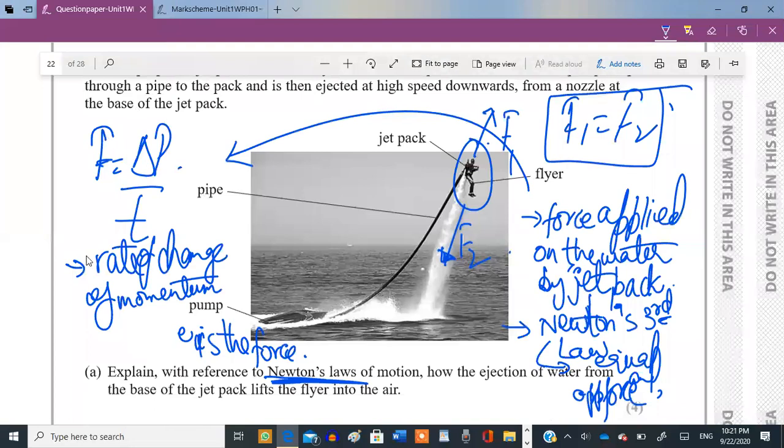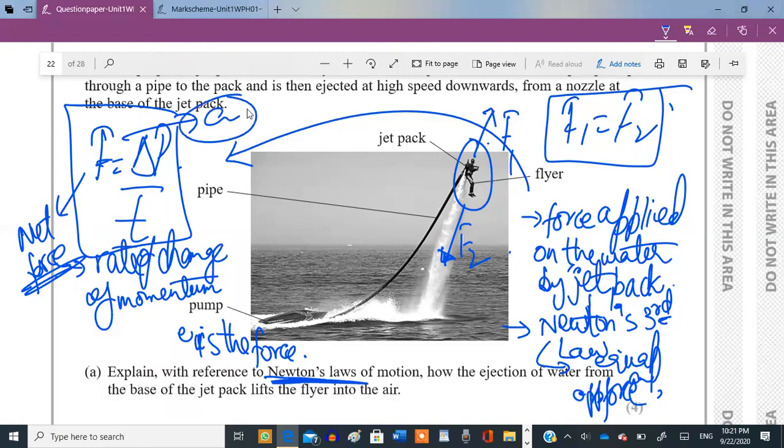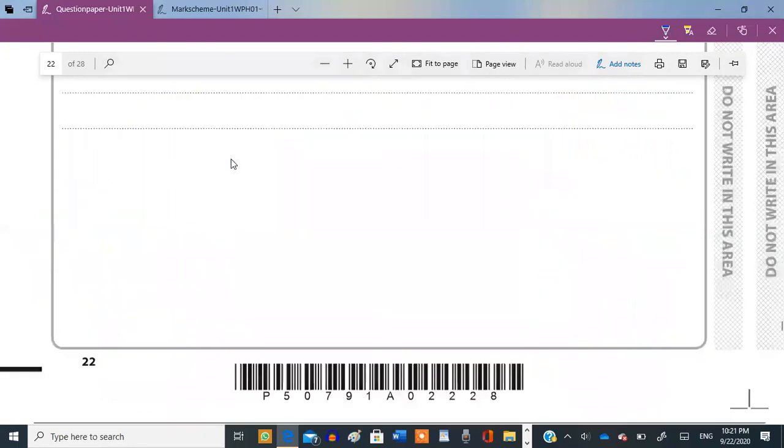There's a net force. Okay, we did mention this force, the net force one, because this rate of change of momentum is equal to the net force. This is Newton's second law, due to which the person would accelerate. Okay, so you can mention it over here.